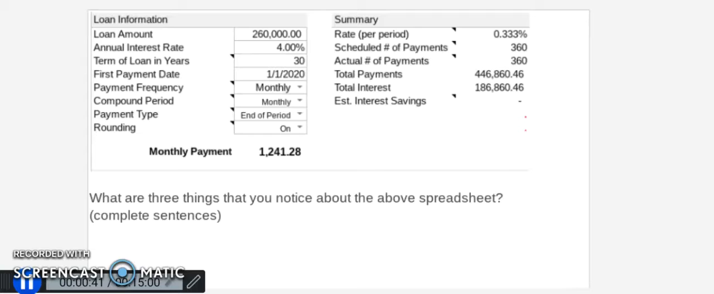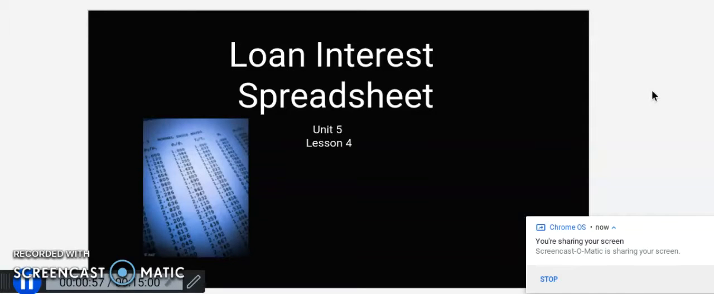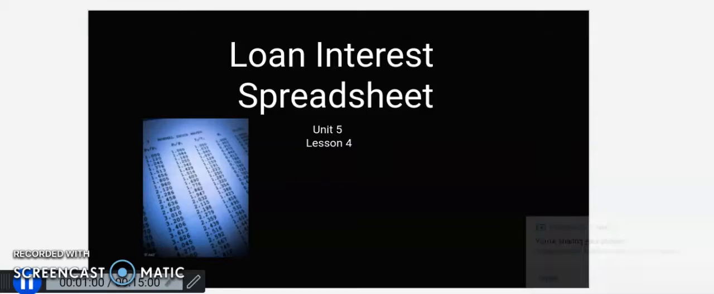Before we begin though, I want you to do the first two slides by yourself, so pause this and take a minute, write down a couple of things that you notice about this little spreadsheet up here, and also a couple of things that you wonder. So go ahead and pause that. Alright, once you finish those, we're going to go ahead and get started.